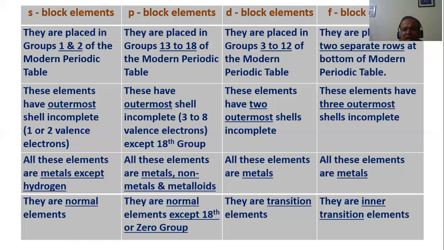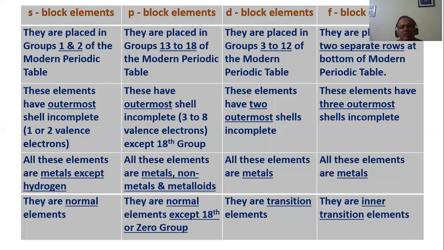And next we go on to the F block elements. They are placed in two separate rows at the bottom of the periodic table. Remember the lanthanides and actinides, in the two separate rows. These elements have three outermost shells incomplete. So we saw in a previous slide what type of elements have three outermost shells incomplete: inner transition elements. And all of them are metals, and they are inner transition elements.